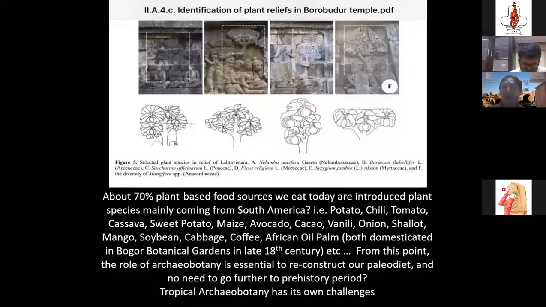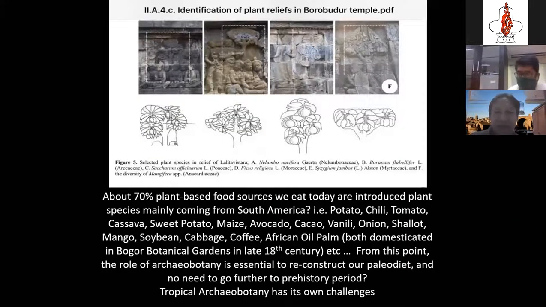So from this point, I would say that the role of archaeobotany or paleoethnobotany is essential to reconstruct our paleo diet. And of course we don't need to go further to the prehistoric period. So if we understand what our paleo diet was before the coming of the European people, this finding will reconstruct what our ancestors consumed hundreds or thousands of years ago. And I would say that tropical archaeobotany has its own challenges.